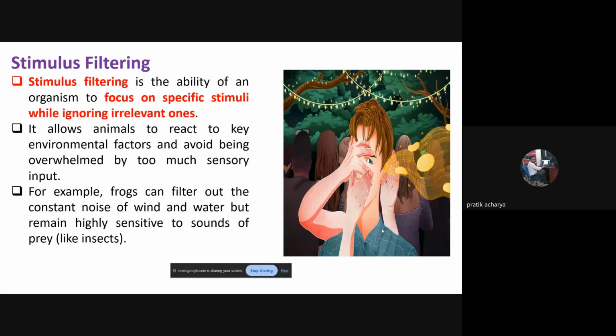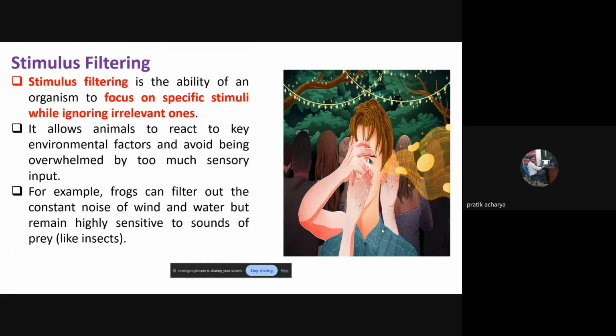So here one example is cited that frogs can filter out the constant noise of wind and water, but remain highly sensitive to the sound of prey. That means the frog is consistently attacking the prey. That means no other external factors can deviate the frog from its attack. That's why that kind of action, that kind of stimulus is known as filtering stimulus.